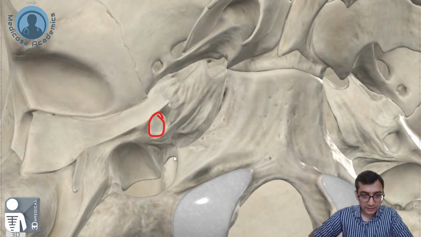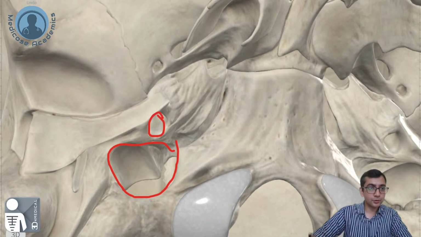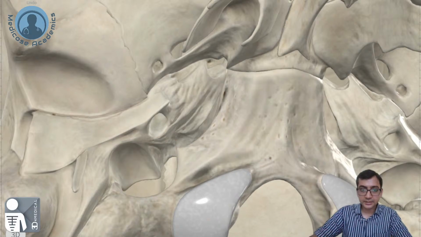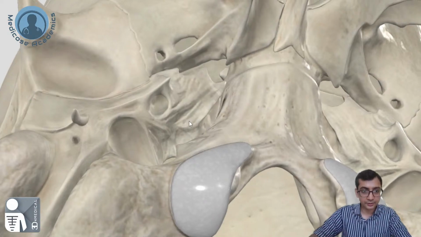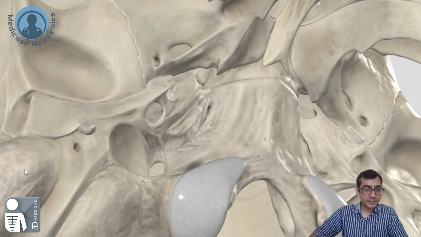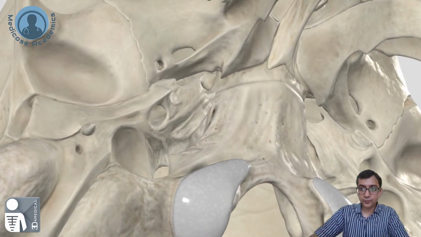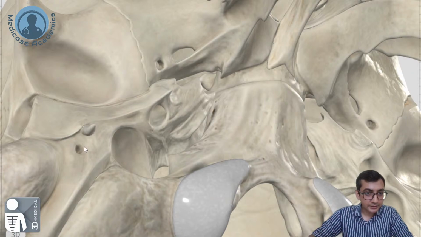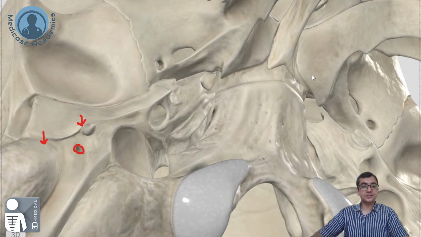Here is the carotid canal. This one is the jugular foramen, and you don't see it in this view, but let's rotate our model a little and you will see this. This is an opening that is present between the two processes. This is the styloid process in front and the mastoid behind. So that is the stylomastoid foramen. That is very important because the facial nerve passes through it.